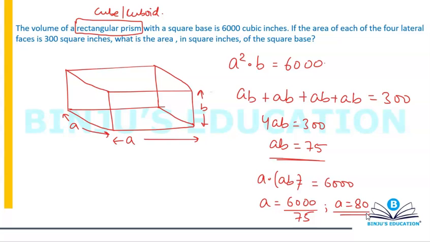So what is the area in square inches of the square base? Now if a is 80, then this area will be equal to a squared, and that is equal to 80 squared, which is basically equal to 6,400. This should be your answer.